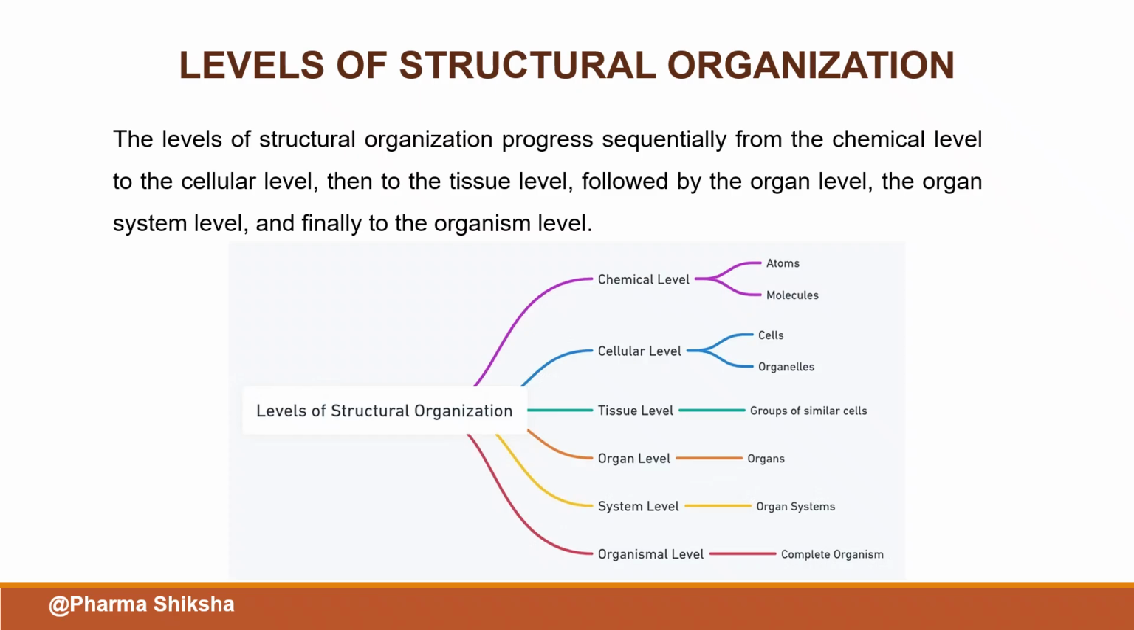So again, the levels of structural organization begin with the chemical level, the atoms and molecules combine to form the cellular level, and the cells are the structural and the functional unit of our life, and the cell has the outer surface and even the organelles, and a group of cells combine to form the tissue, and tissues combine to form the organ, and all organs will become the system, and systems make the organism level.